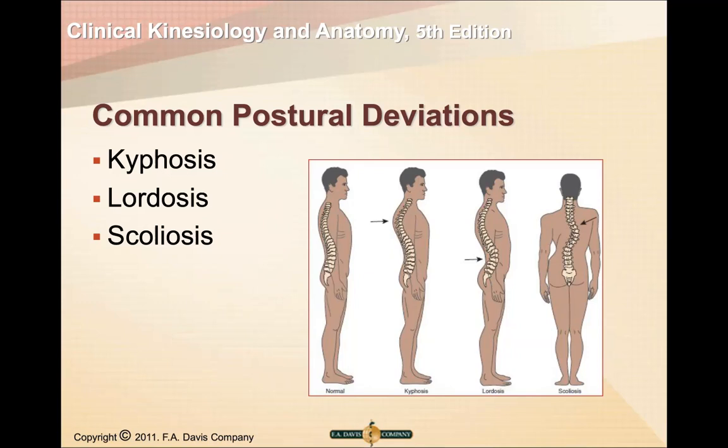The last example would be scoliosis. And all of you have heard of this before. This is a curve of the spine in the frontal plane. So all these other curves we've been talking about have been in the sagittal plane. Scoliosis occurs mostly in the frontal plane, and you can see that that's a curve to one side or another.